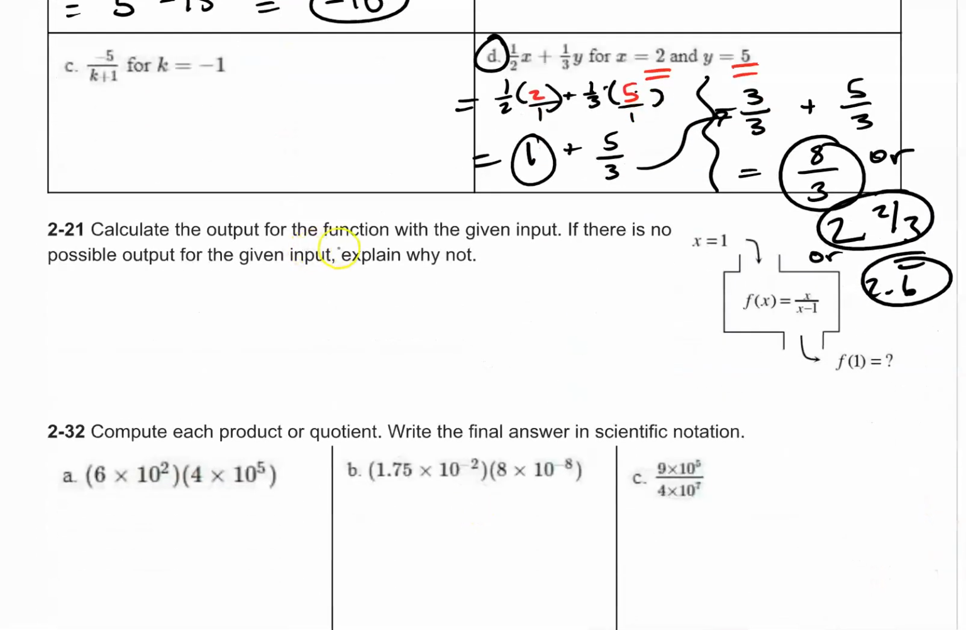Calculate the output for the function with the given input. If there is no possible output for the given input, explain why not. That's the important part. You need to explain on this one. So f of 1 equals, this is our function. So x gets replaced by the number 1. 1 over, instead of x minus 1, it's going to be 1 minus 1.